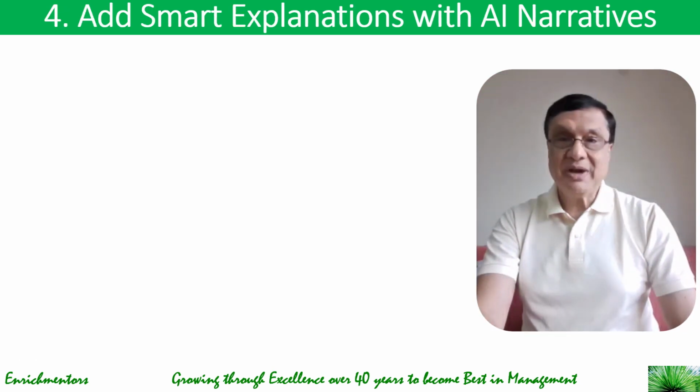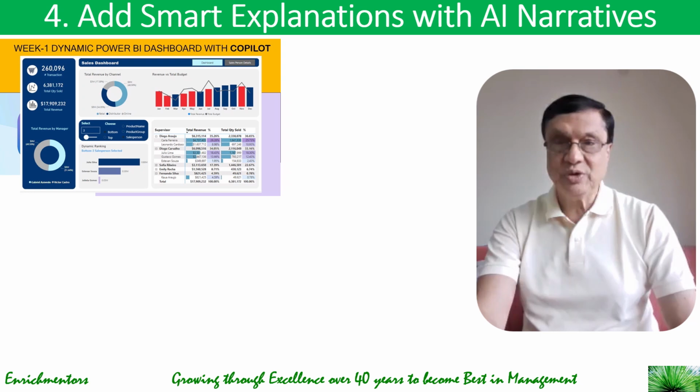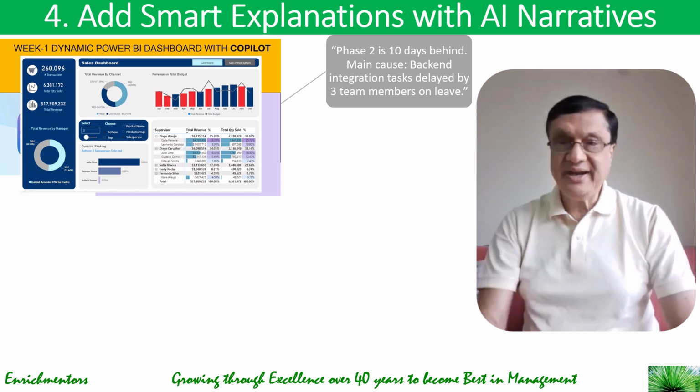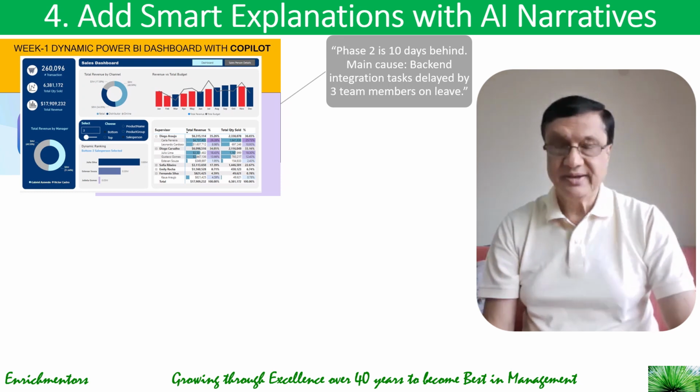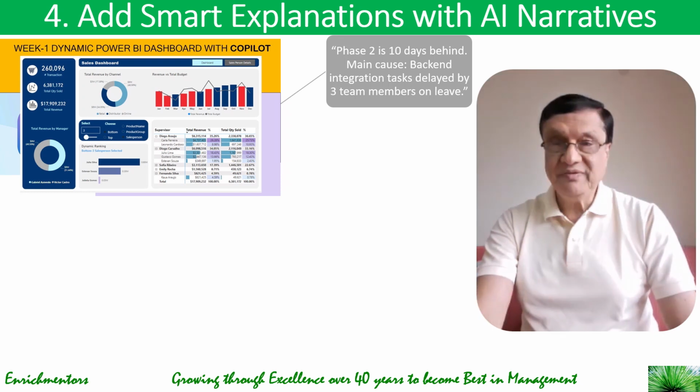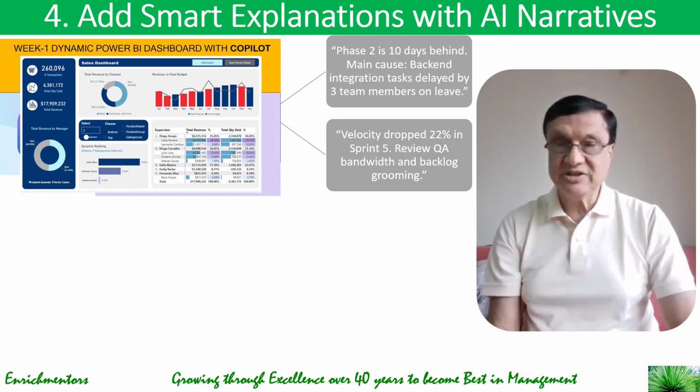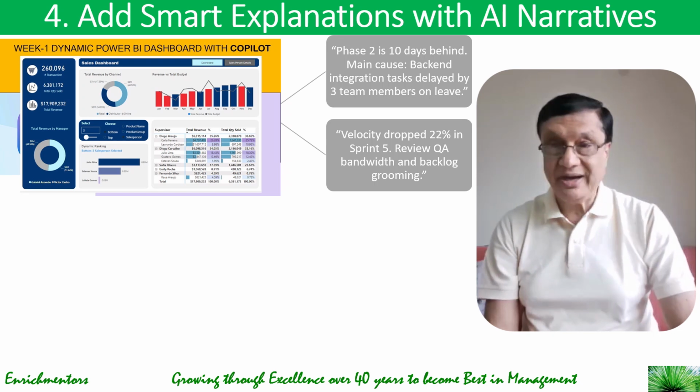You can also add smart explanation with AI narratives. You can embed the dynamic narratives into your dashboards. A couple of examples of that would be, phase two is 10 days behind. Main cause: backend integration task delayed by 3 team members who were on leave. Another example of this would be: velocity dropped 22% in sprint 5, review QA bandwidth and backlog grooming.